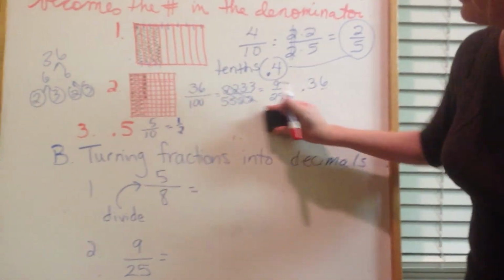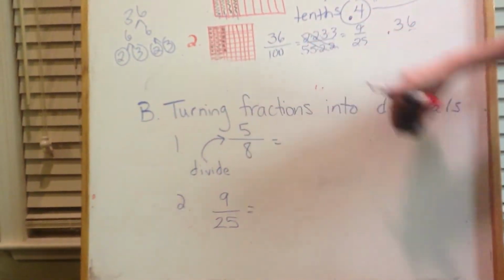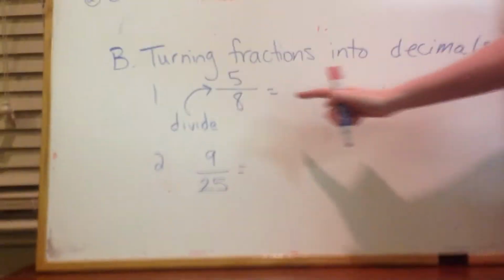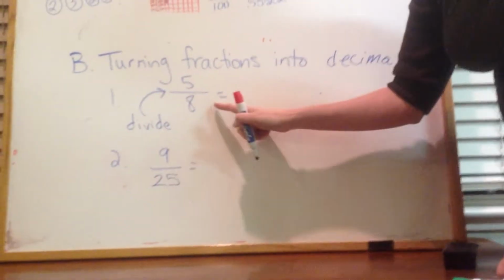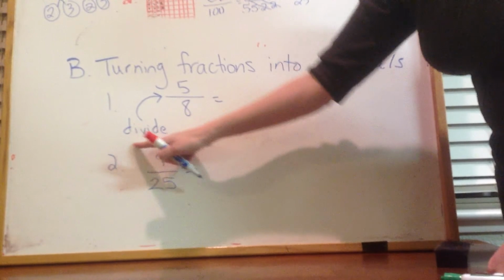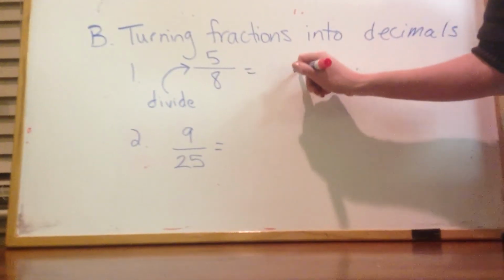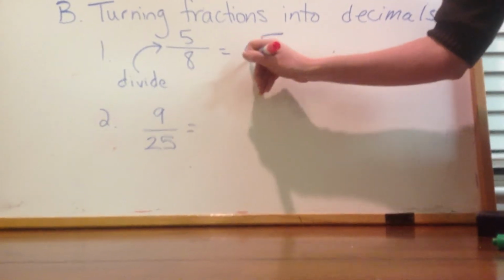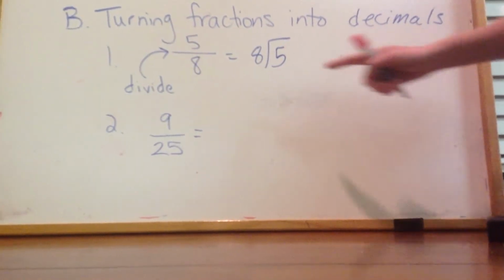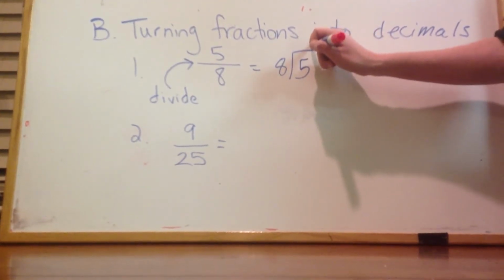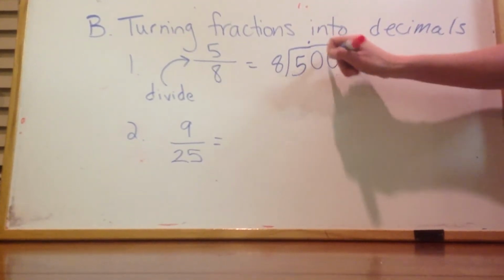The second half is turning fractions into decimals. Remember, fractions are just unfinished division problems. The fraction bar just means divide. This says, remember, 5 divided by 8. 5 divided by 8. We went over that in lesson 1. Can 8 go into a 5? No. So we add a decimal on top and 2 zeros to the bottom.